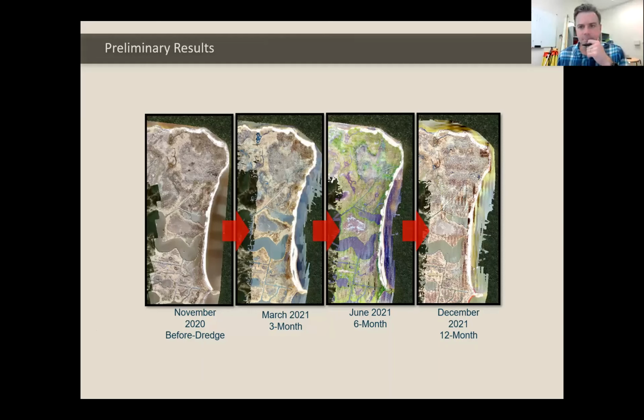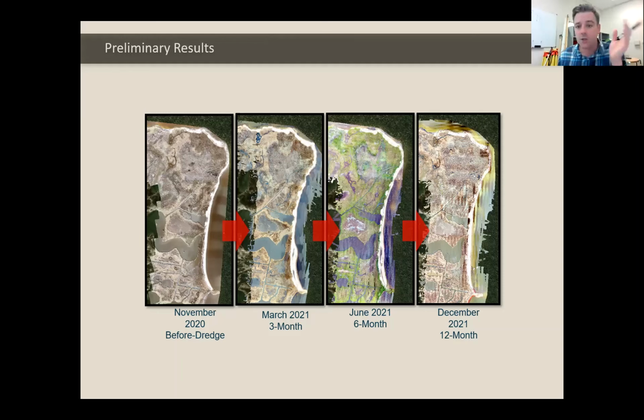So you can see here, the majority of this material was placed along this nearshore here, and 3 months following the project, you can still see some of the sediment accumulation along the shoreline here, but the majority of the material had formed into a nearshore bar, and it's actually starting to weld to the beach here.